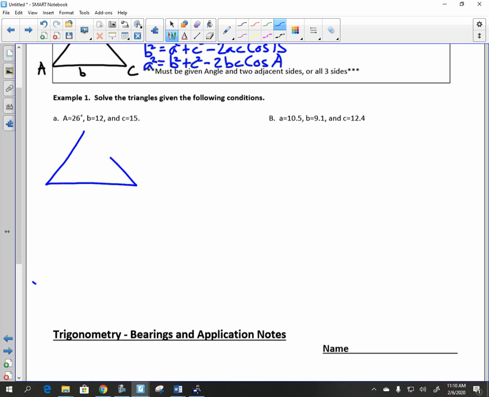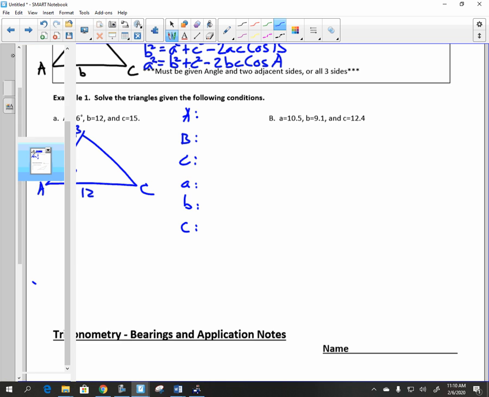Here we go. A, B, C. Angle A is 26 degrees. B is 12. C is 15. So, Dr. Henschel, what kind of triangle is this in terms of sides and angles? Side, angle, side. Everybody agreed? The problem is I don't have an angle on its opposite side.